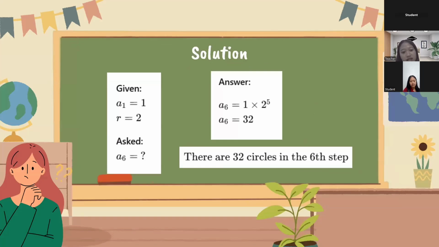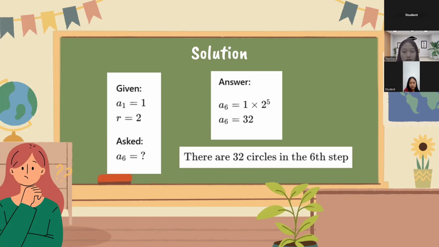And we go to the solution. We solve using the formula. Given a sub 1 is equal to 1, our ratio is equal to 2, and we ask for a sub 6. And the answer is a sub 6 equals 1 times 2 to the power 5. And then a sub 6 is equal to 32. So the answer is there are 32 circles in the sixth step.